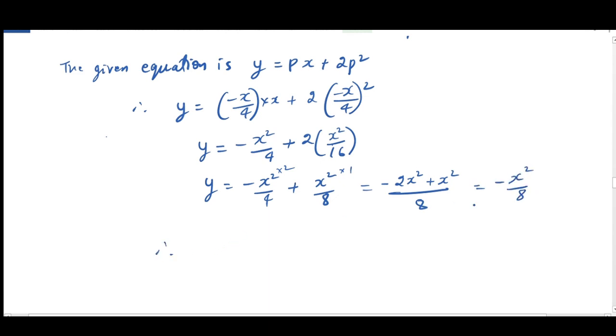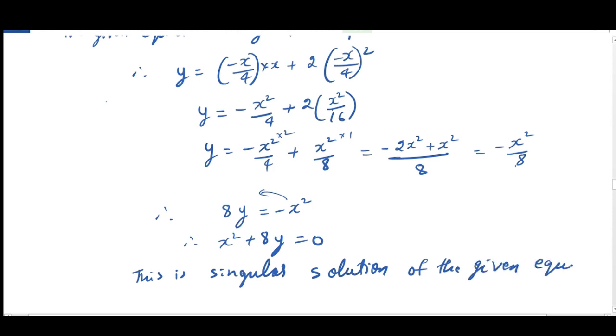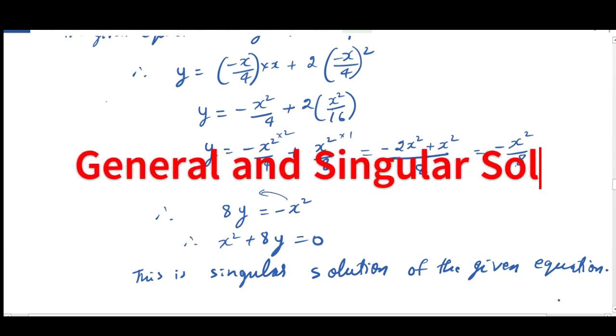Therefore I will take 8 on this side, so it will become 8y is equal to minus x square, or I will take minus x square on this side. Therefore I will get x square plus 8y is equal to 0. So this is the singular solution of the given equation. Okay, students, you have to understand that there are two solutions.